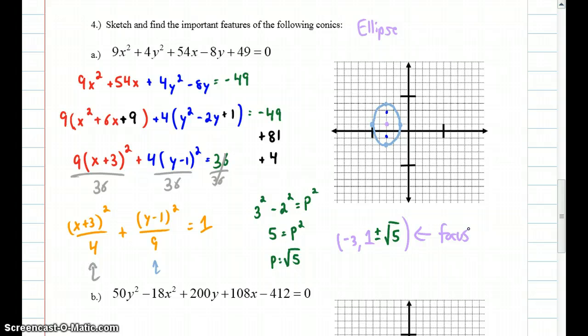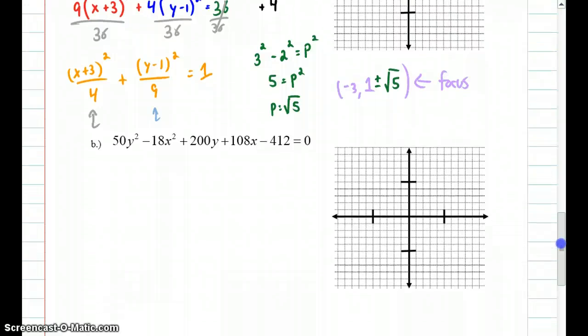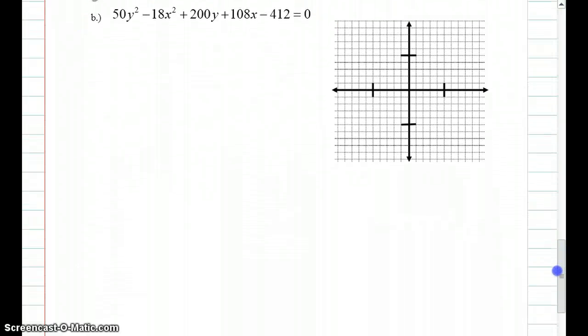Let's take a look at the next conic section. Looking at this, I can tell that what we're dealing with is a hyperbola. Again, we have two squared terms, the x squared and the y squared. But the difference now is that they are subtracted.